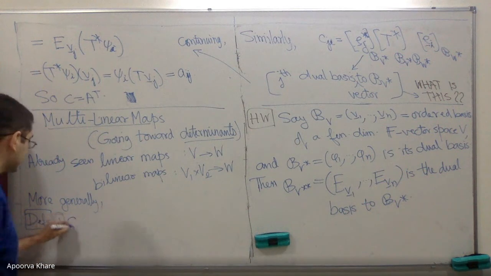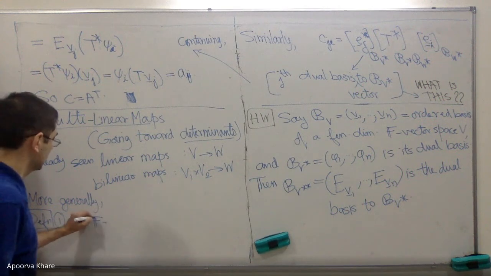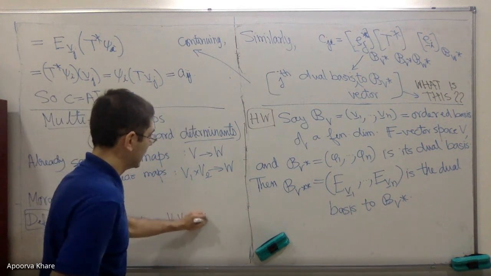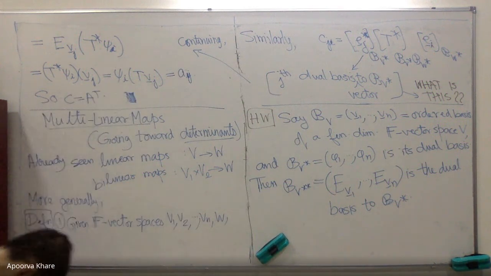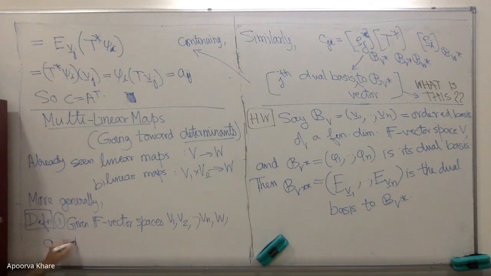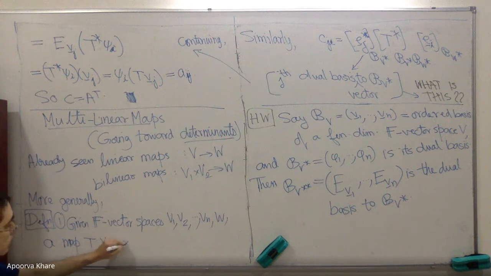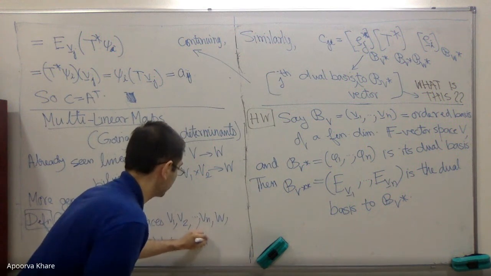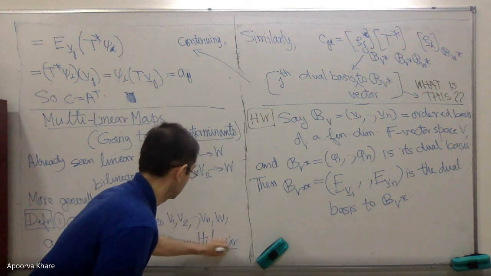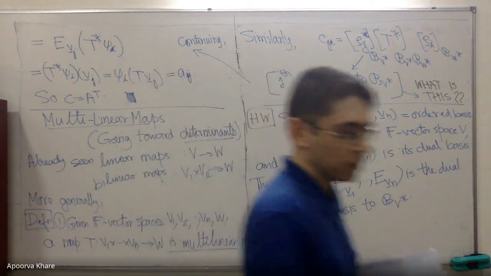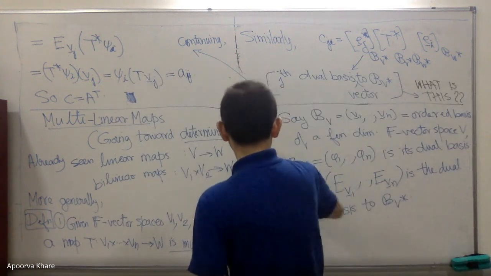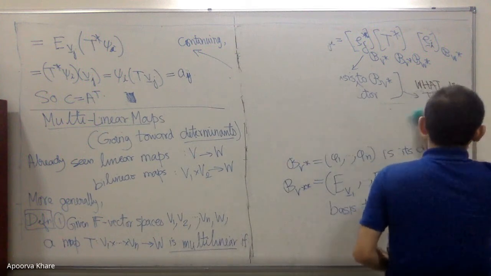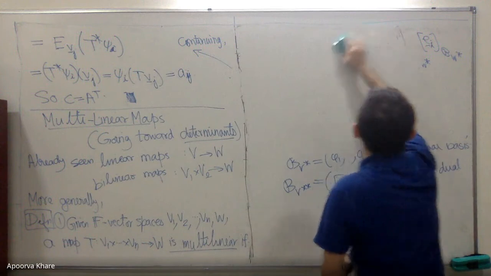Given F vector spaces V1, V2, Vn, and W, a map T from V1 cross V2 cross Vn to W is multilinear, F-multilinear, if for all... you can guess what it is. It's linear in every coordinate. There's nothing more to say.